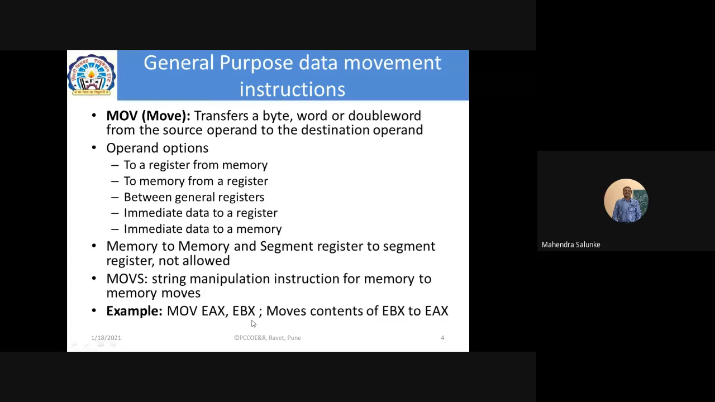Unmute yourself those who want to talk. This blank duration is not expected. Ultimately it will be wasting time. So immediately you have to unmute and you can start speaking. Move EAX comma EBX. What will happen with this instruction?